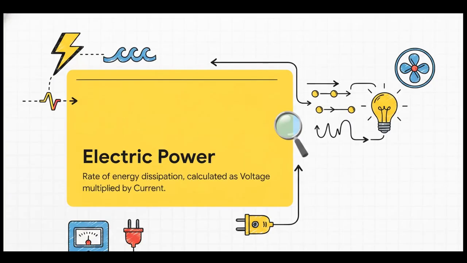It's time to transition from the physics of the circuit directly to your wallet. Electric power simply defines the rate of energy dissipation. We calculate it by multiplying the voltage by the current, and we measure the whole thing in watts. Now, this is incredibly important to grasp because, remember, utility companies are not selling you electrons. The electrons are already sitting there in your wires. What they're actually selling you is the energy required to physically push and move them all through your home.